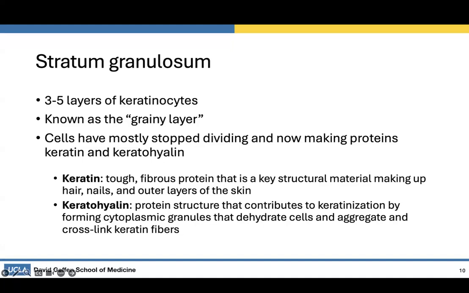Known as the grainy layer, the stratum granulosum is composed of 3 to 5 layers of keratinocytes. Here, cells stop dividing and begin producing keratin and keratohyalin, which contribute to the skin's strength and waterproofing properties. Keratin is the tough, fibrous protein that is a key structural material that makes up hair, nails, and the outer layers of the skin.